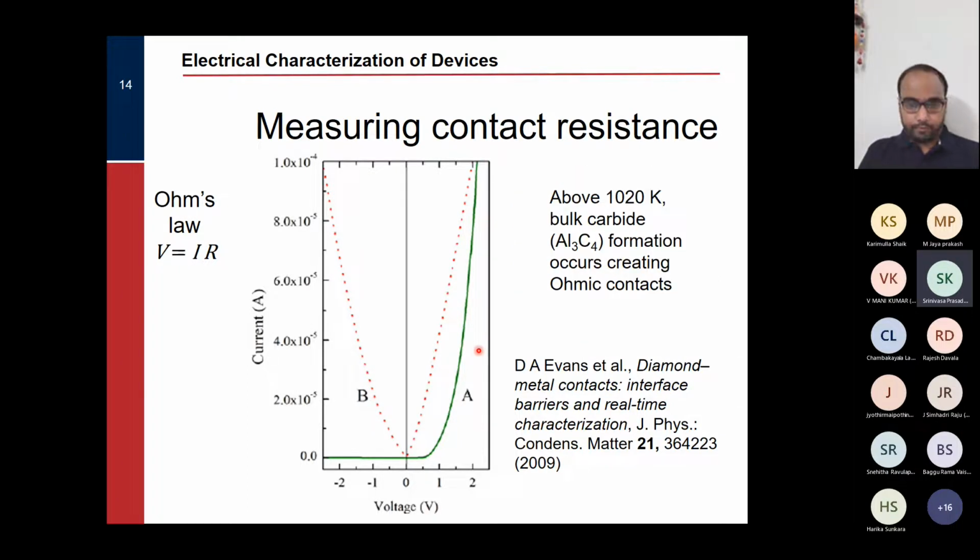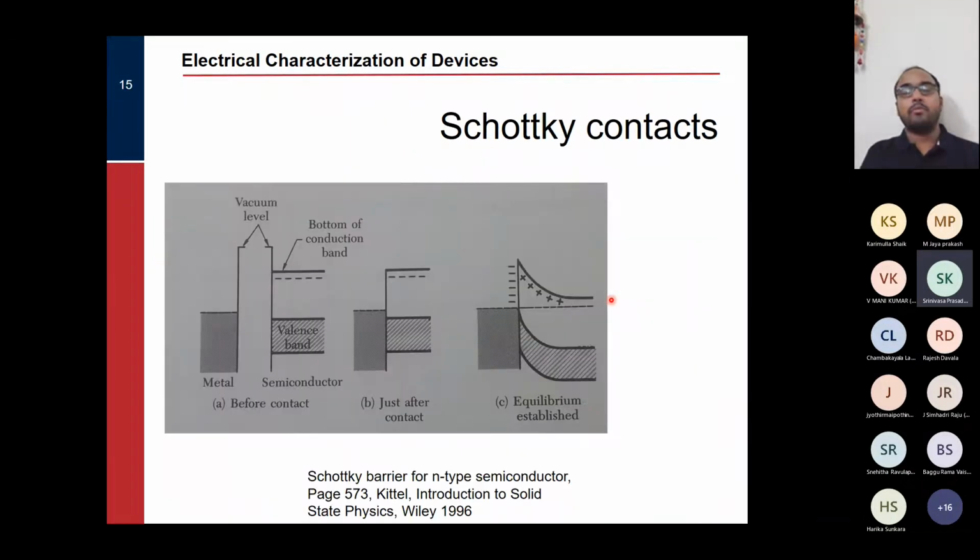Now, the reason why in this particular case annealing changes the behavior is that above 1000 Kelvin, when it is heated up, some ohmic contact forms at the interface, and as a result the barrier, or let's say the resistance that it is facing from one side to the other, stays almost similar in both ways. Now there could be different types of barrier which can form at the interface. So let us look at these things.